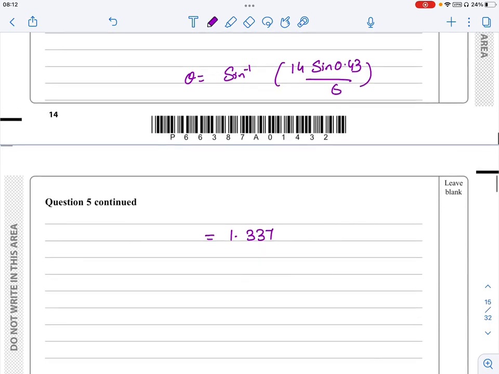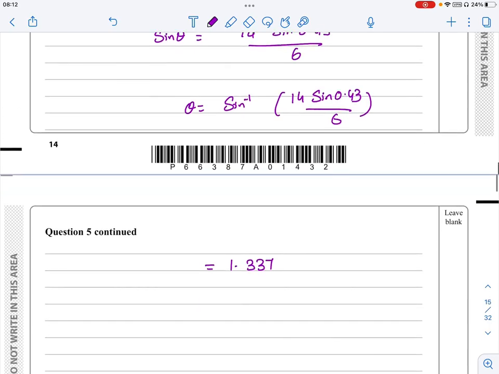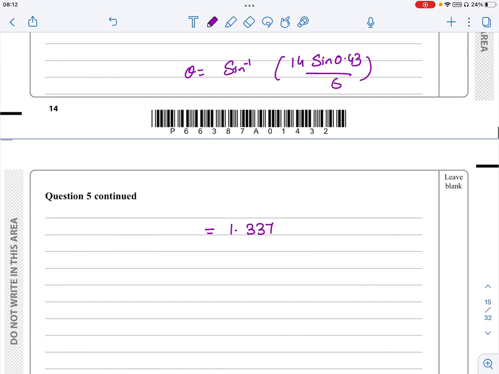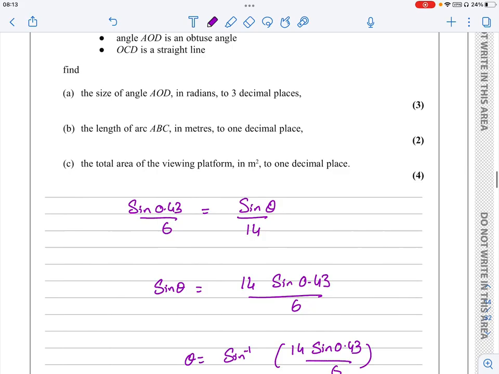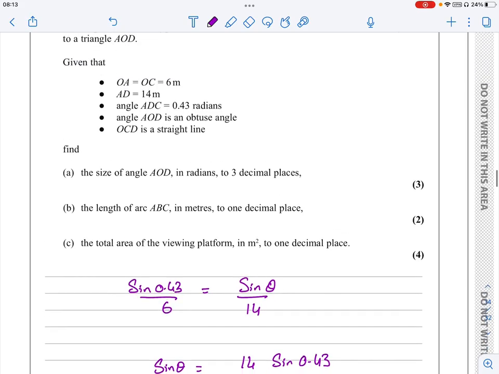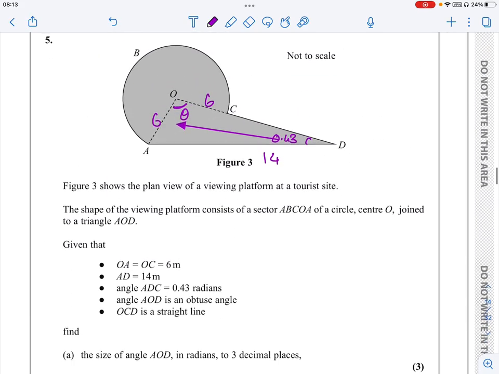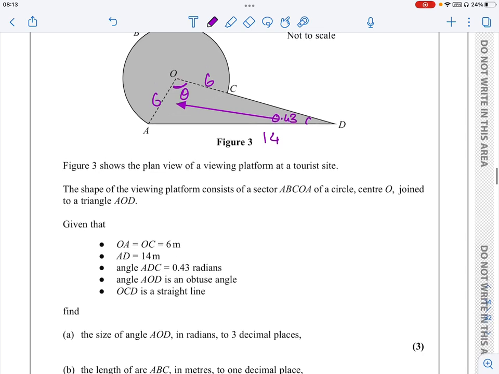That's going to be the answer, but this is an acute angle. He says that it is an obtuse angle. So therefore angle AOD should be equal to pi minus 1.337, which is 1.805. That's going to be the answer for the first part. Now coming to the second part. What is he asking in the second part? Find the length of the arc ABC.